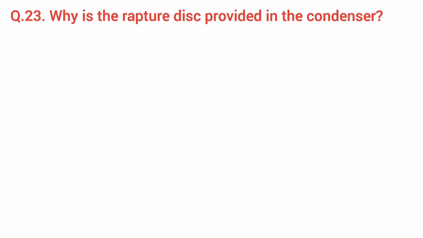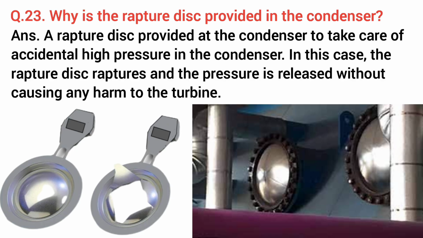Why is the rupture disc provided in the condenser? A rupture disc is provided at the condenser to take care of accidental high pressure in the condenser. In this case, the rupture disc ruptures and the pressure is released without causing any harm to the turbine.